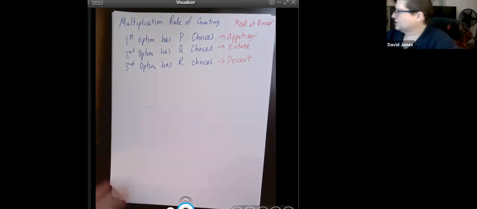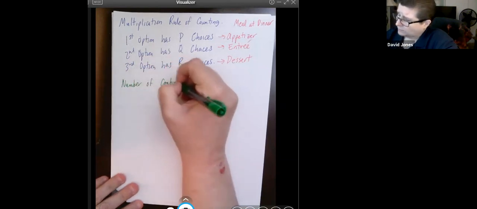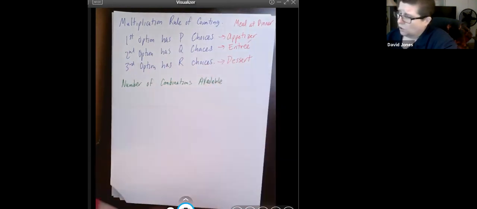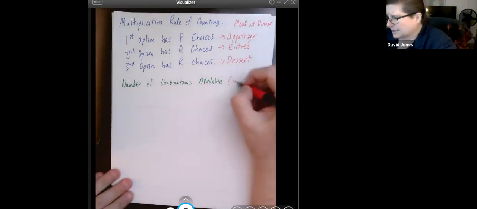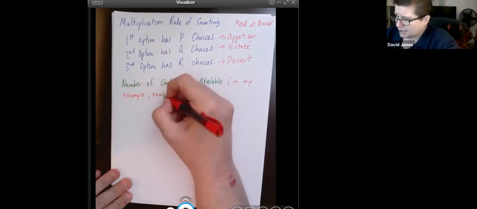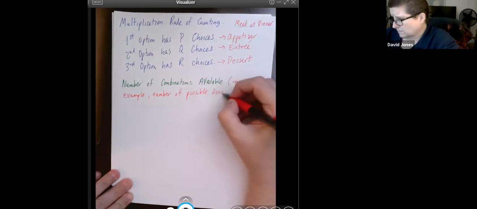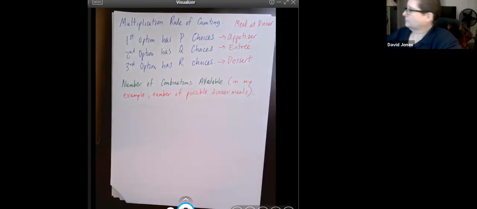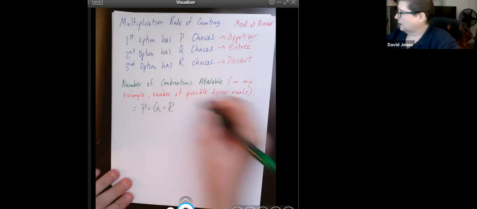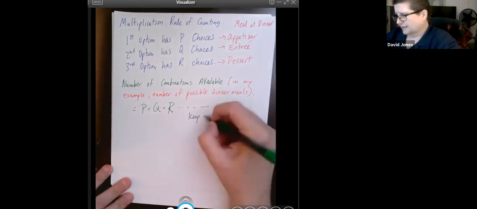The number of combinations available, or in my example, the number of possible dinner meals, you just multiply the values, P times Q times R. And if there's more choices, just keep multiplying.